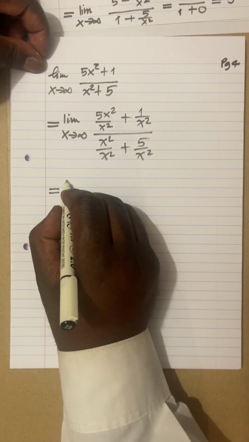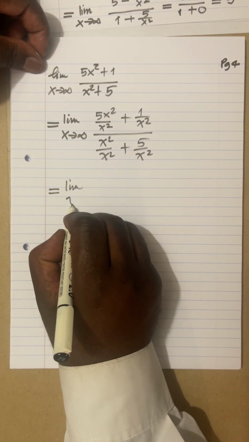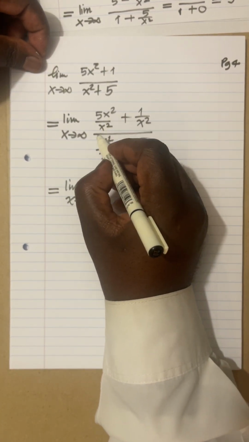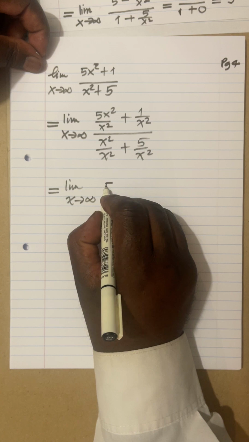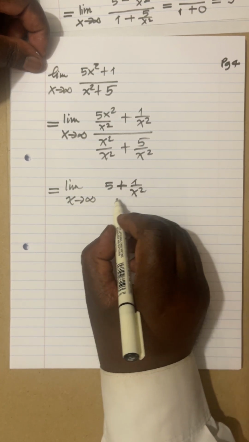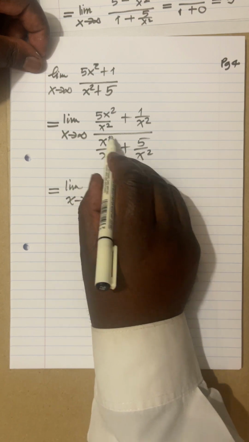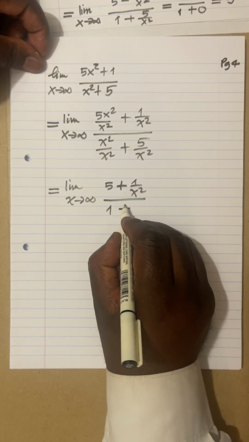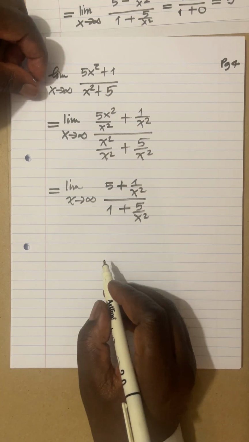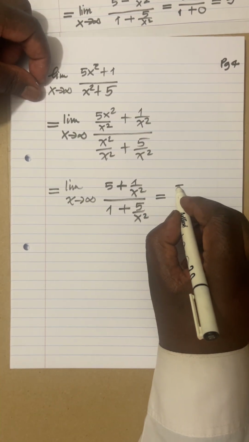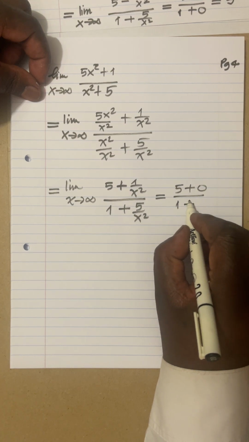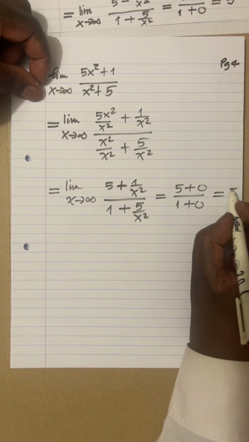So this is going to be equal to the limit as x approaches infinity of that part there, the x squared will cancel. You have 5 plus 1 all over x squared, divided by 1 plus 5 all over x squared. Again, notice something. This is exactly equal to 5 plus 0 all over 1 plus 0. And the answer is 5.